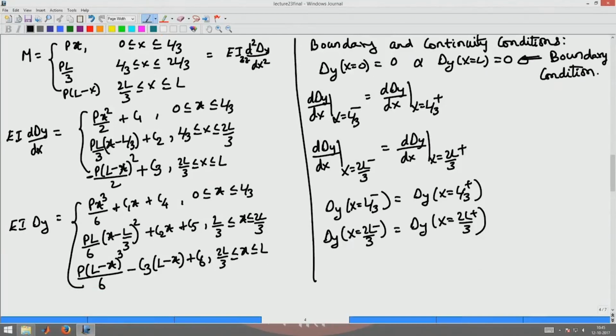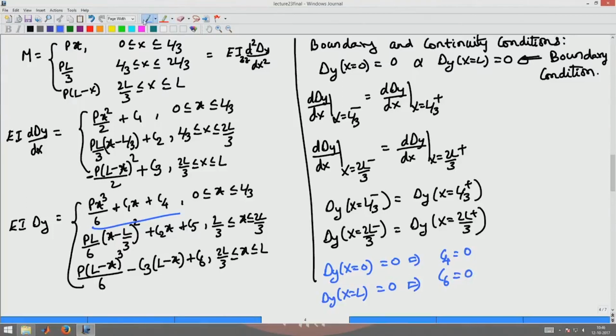The first condition, delta y at x equal to 0, tells me that from this equation I get C4 to be equal to 0. Similarly, delta y at x equal to L equal to 0 will imply that C6 is equal to 0 from this equation. At x equal to L, these two terms go off, so C6 becomes 0. Now these are the constants found from the boundary conditions.